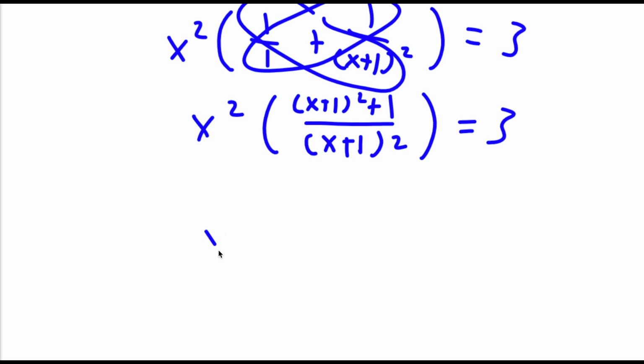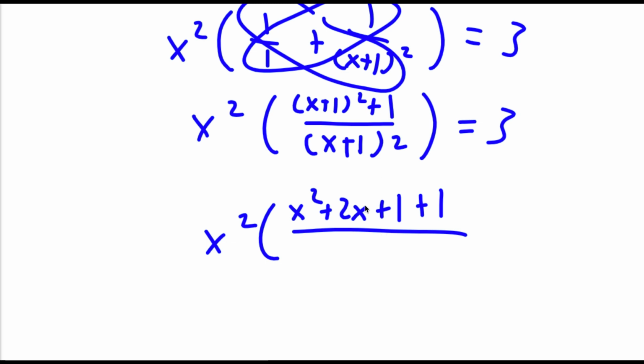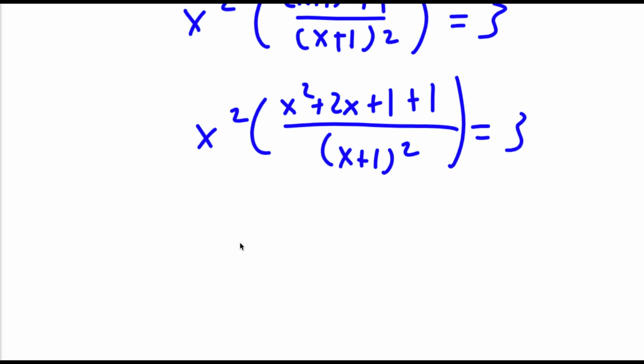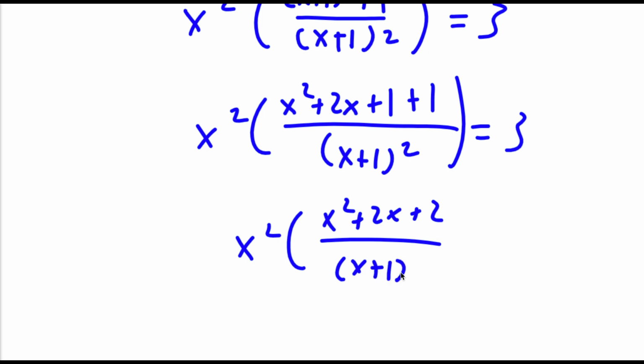Now (x plus 1) squared is going to equal x squared plus 2x plus 1. And then we have our plus 1 at the end here. And we simply have (x plus 1) squared over here. Now this is equal to 3. Now 1 plus 1 is 2. So now I have x squared times (x squared plus 2x plus 2) over (x plus 1) squared is equal to 3.